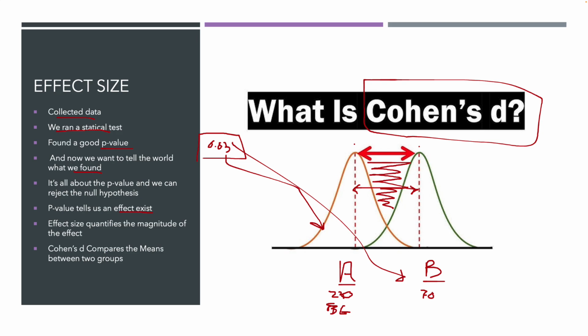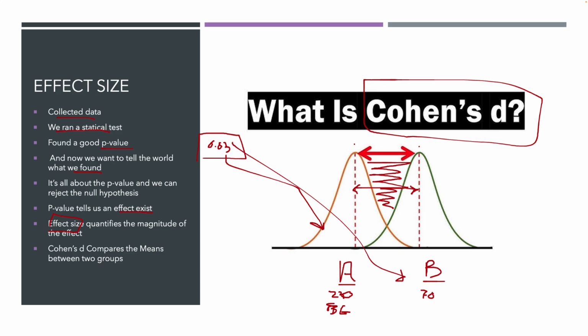My p-value is telling me that there is a difference between blood glucose with diabetics and blood glucose with lean, healthy individuals. But I don't know how strong that effect size is. I don't know the magnitude of that effect. So I'm going to use this calculation, which is going to compare the mean values between those two groups, and it's going to tell me if the effect is strong or if the effect is weak.